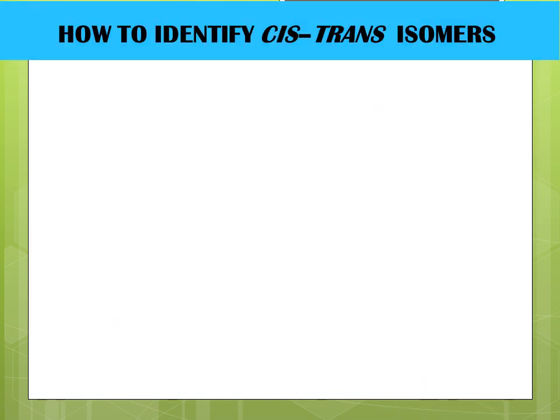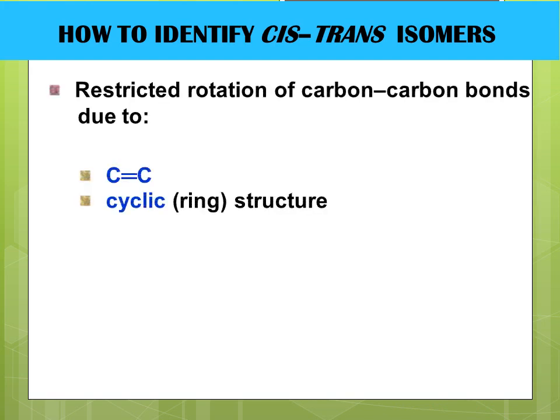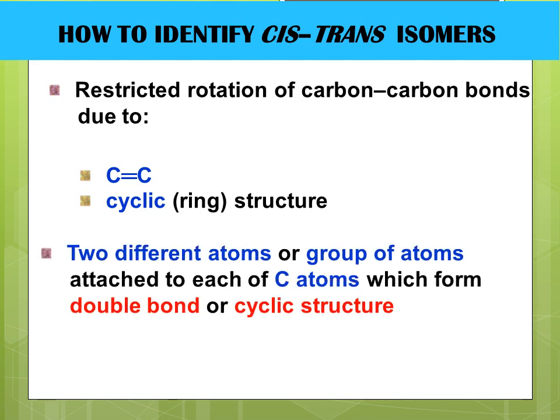Cis-trans isomerism is also known as geometrical isomerism. Cis-trans isomerism occurs in compounds in which free rotation is prevented by the presence of a carbon-carbon double bond or a cyclic structure. Cis-trans isomers have the same structural formula, that is, the sequence in which the atoms or groups in the molecule are bonded is the same. They differ only in how the atoms or groups are oriented in space.